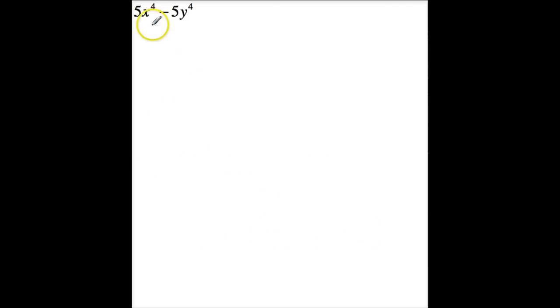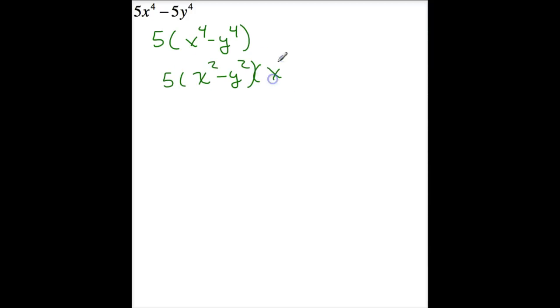Now, what if we have a function like this? y is 5x to the fourth minus 5y to the fourth. Factor the 5 out first. Now, this is a difference of squares. So this is 5 times x squared minus y squared times x squared plus y squared. This is not factorable, but this one is. So this is 5 times x minus y, x plus y.